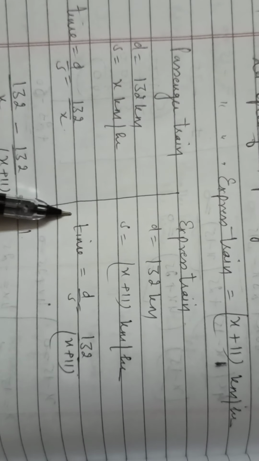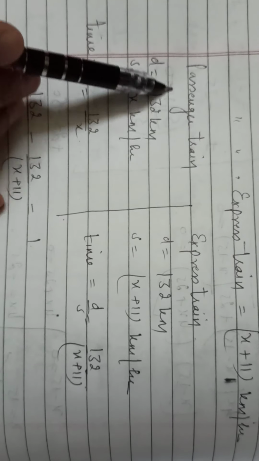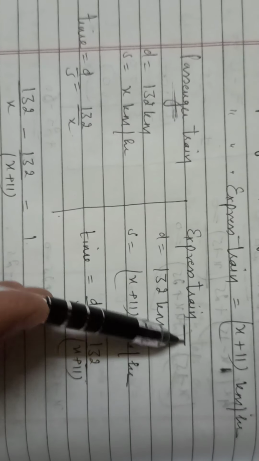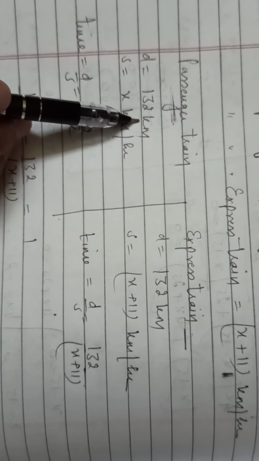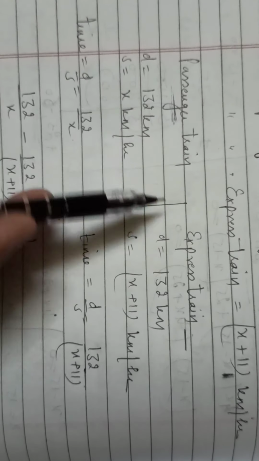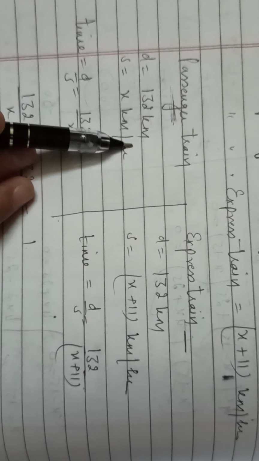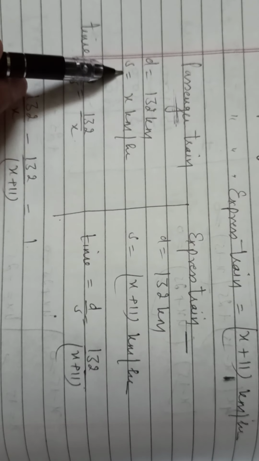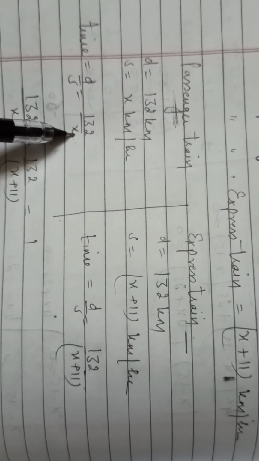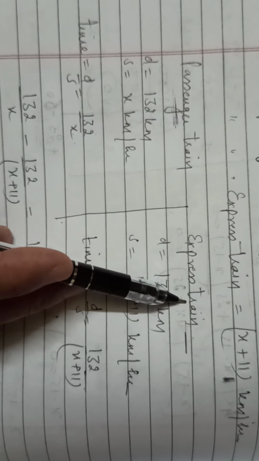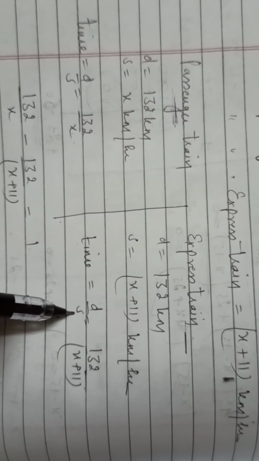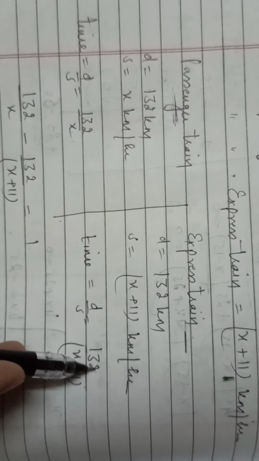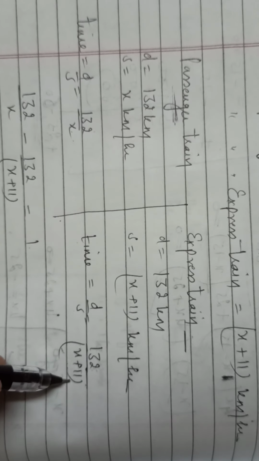Take two sides. On one side I am taking the passenger train details, on the other side the express train details. Distance is 132 km. In both cases the distance is the same, right? Here speed is x km per hour. The time will be distance upon speed, 132 upon x. In case of the express train, what will be the time? Again distance upon speed. Distance is 132, speed is x plus 11. It is 132 upon x plus 11.